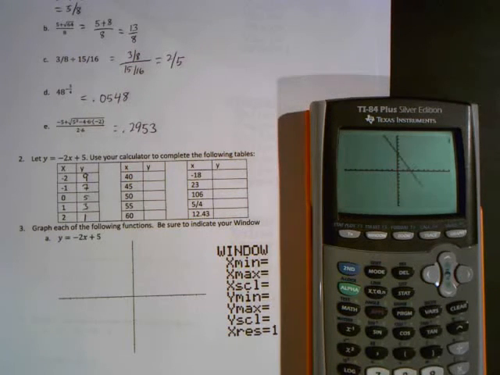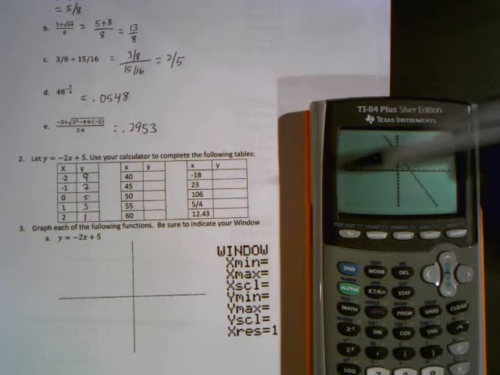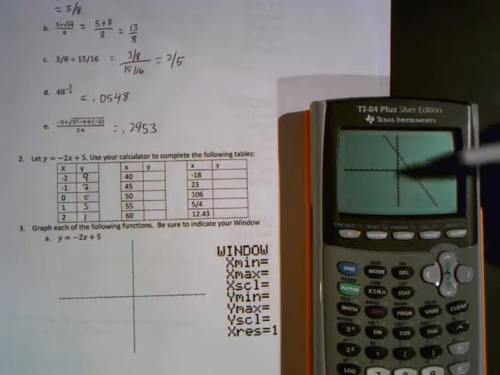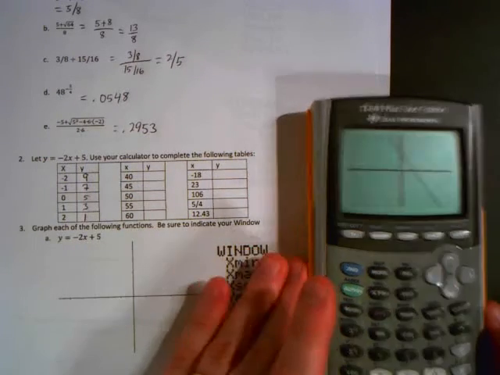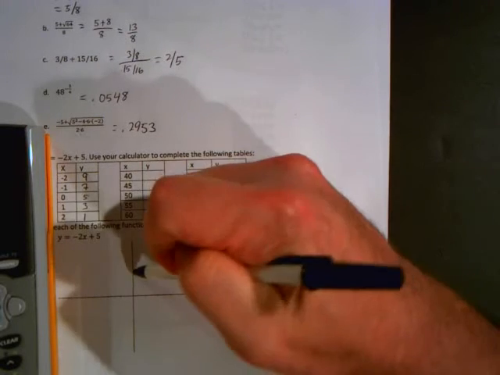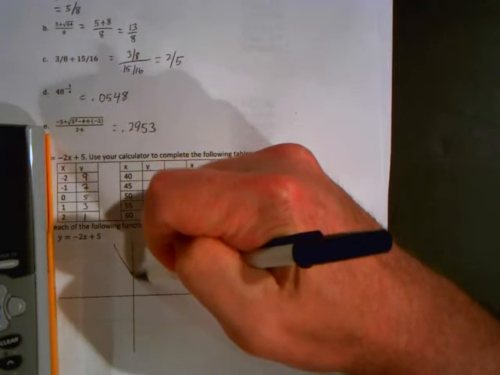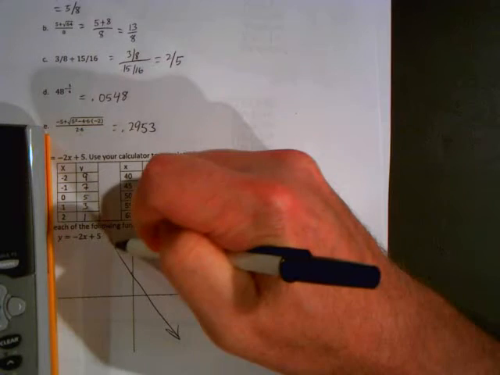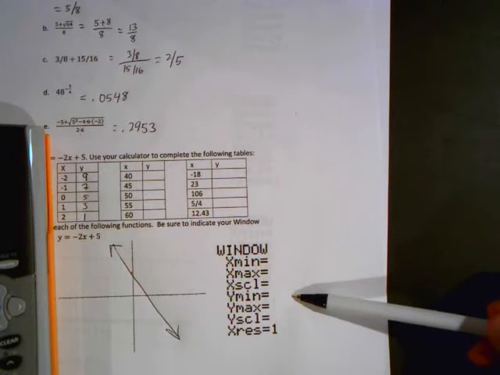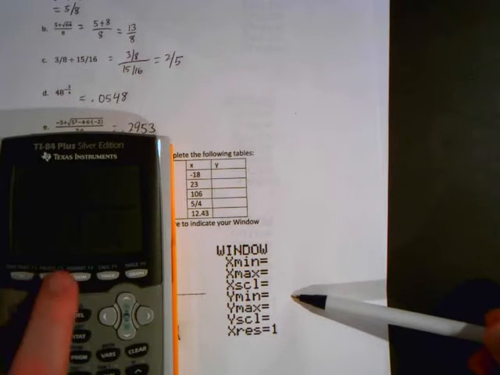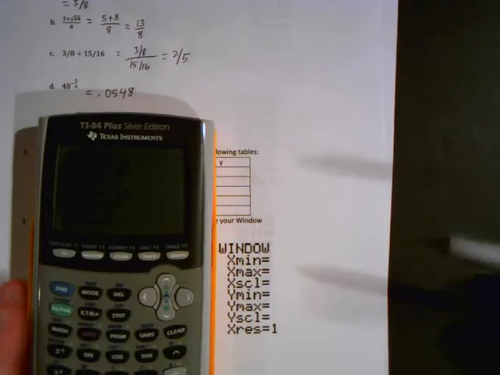What zoom number 6 does is it makes my graph go 10 units to the left, 10 to the right, 10 up and 10 down, and each little tick mark in both directions is worth 1. So if I'm using my calculator to draw a graph, I draw this graph on my piece of paper, but then it's important that I describe to the reader what my window is. I can see my window by pushing the window button.